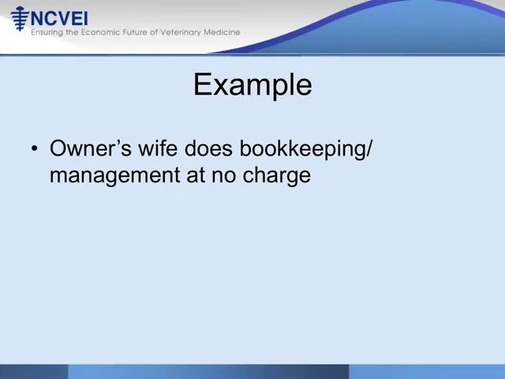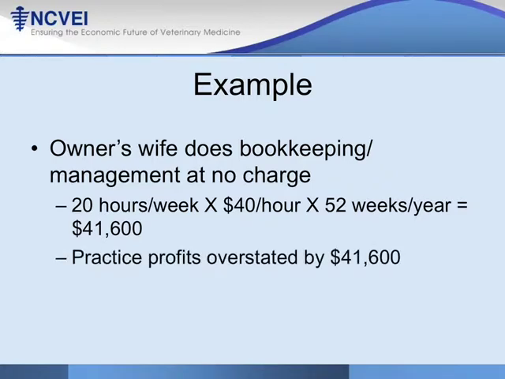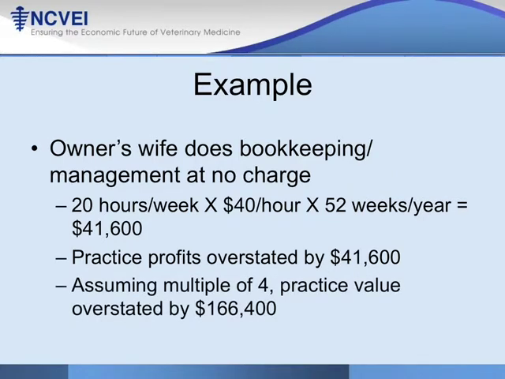And let's say that she works 20 hours a week and a fair market value rate for her services would be $40 an hour. She's working 52 weeks a year. That would come down to $41,600 is what a fair market value for her services would be. Because she's not being paid for that, the practice profits are overstated by $41,000, and the practice value would be overstated by $166,400.